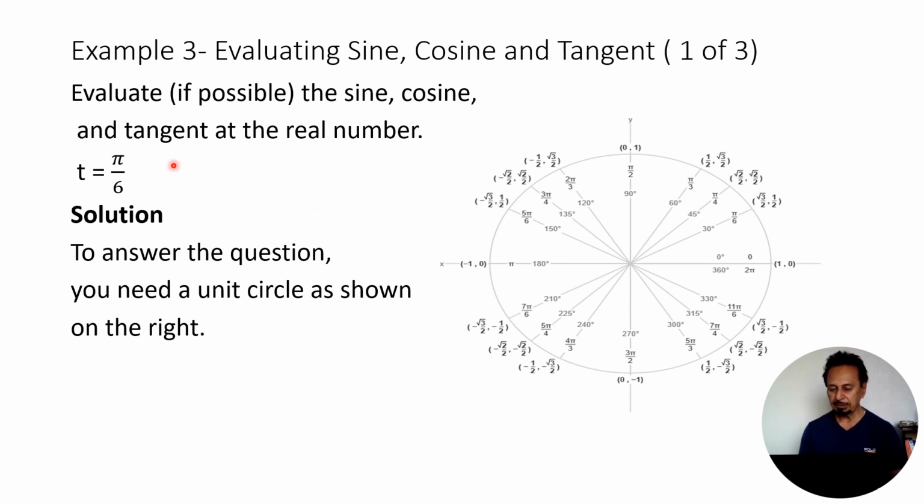So here, example 3: we have t equal to pi over 6, and we want to find the values of sine, cosine, and tangent. So you can use this unit circle to find that.